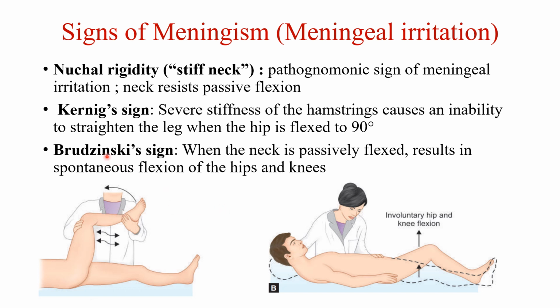Then we have Brudzinski's sign. In this, when the neck is passively flexed, it results in spontaneous flexion of the hips and the knees. So when we try to passively flex the neck of the patient, then we see an involuntary hip and knee flexion.